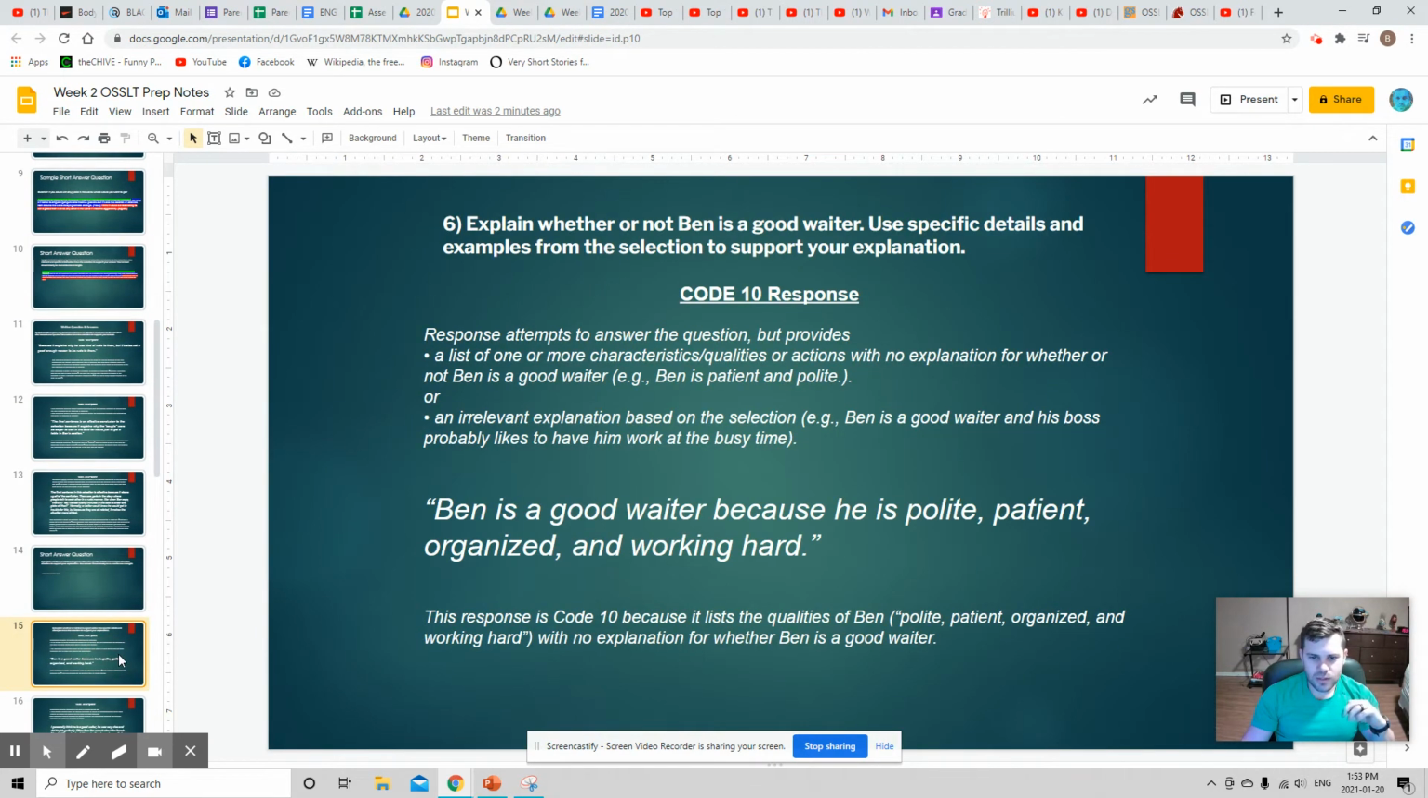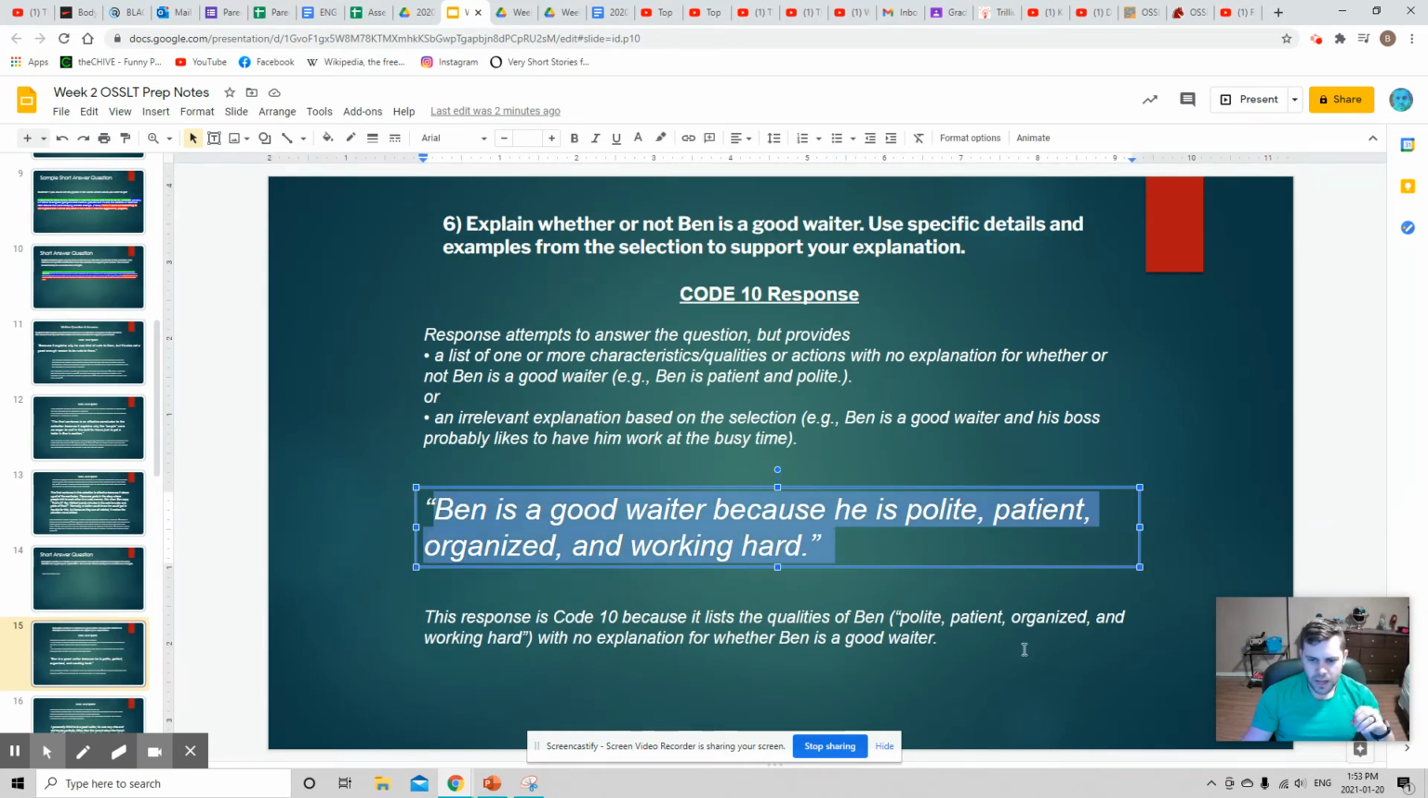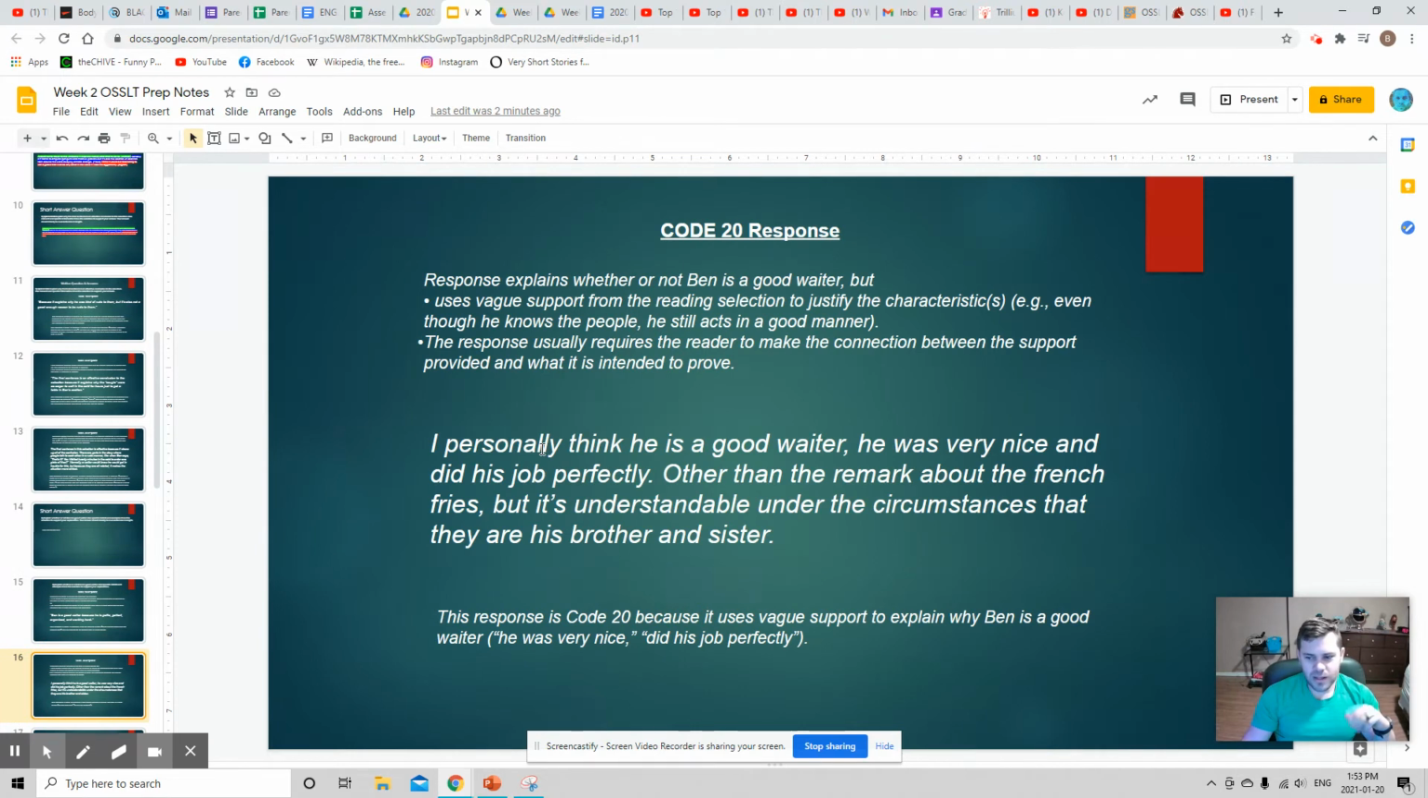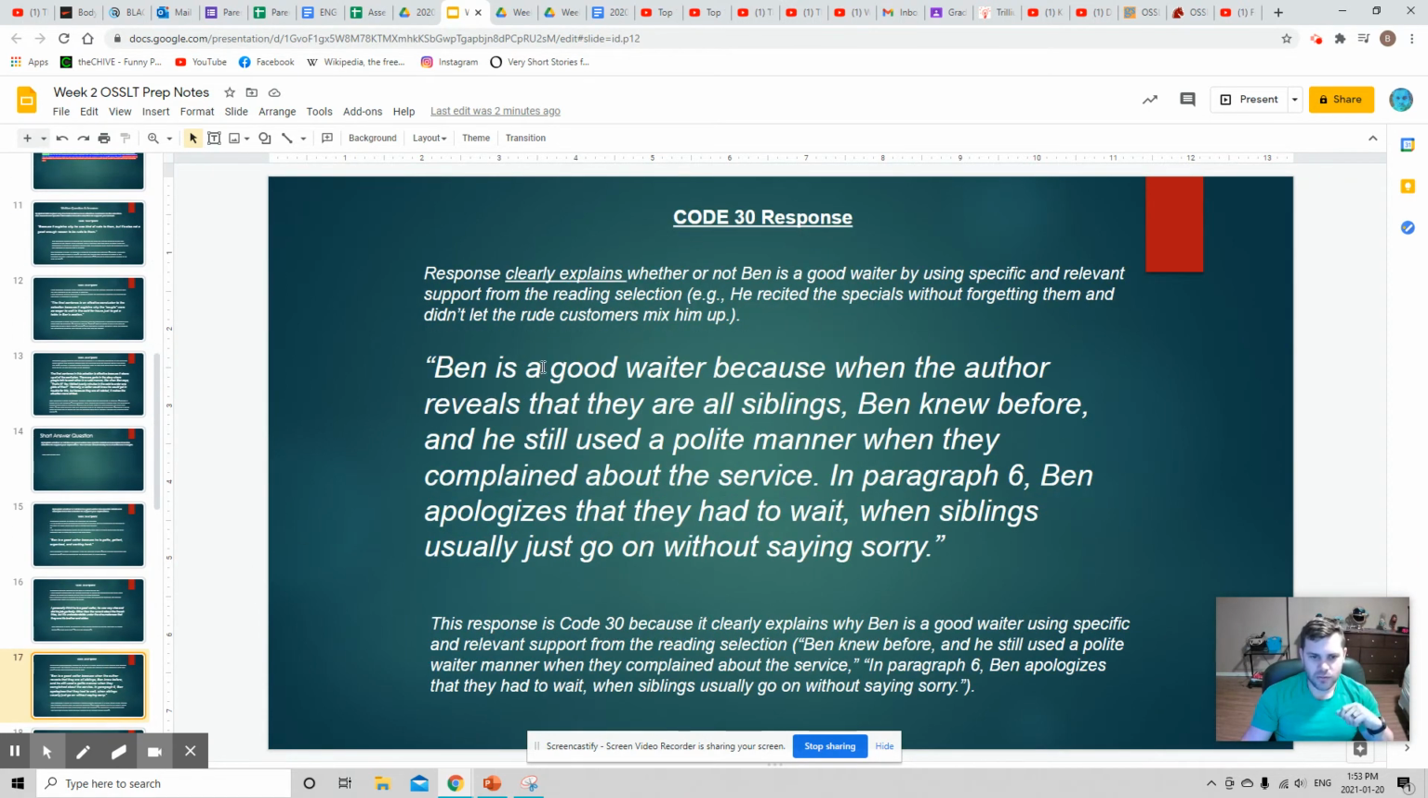And if you want to see other answers, here's a code 10 right here. So here's the answer right here, and the explanation for why it got a code 10. Though you don't want this. Code 20 is better, but you still won't want this. Remember, you need a 75% or higher to pass. And here's what a perfect scoring answer will look like.